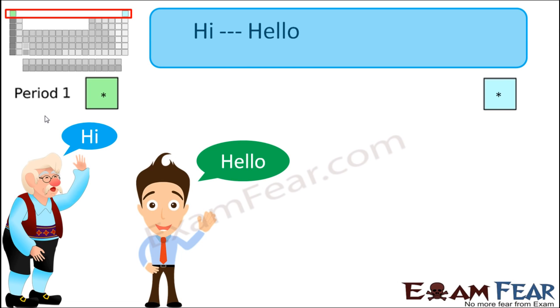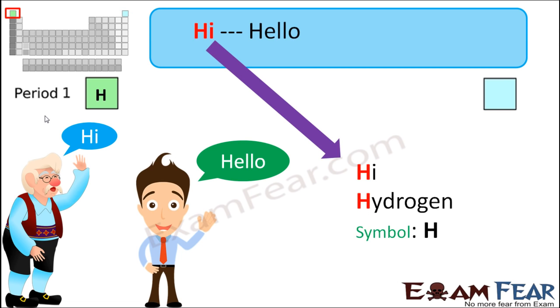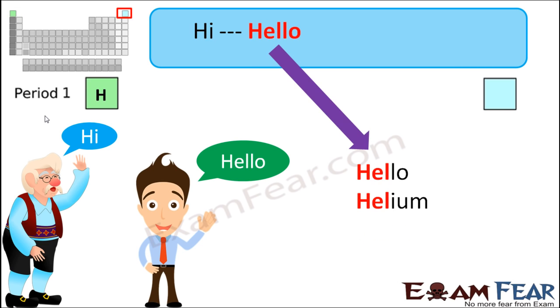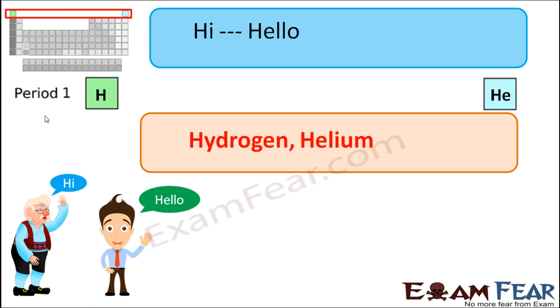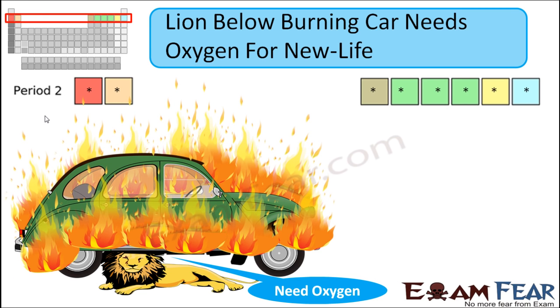So the memory tip hi reminds of hydrogen. So hi is hydrogen with symbol H. Hello reminds of helium. So hello is helium. So our memory tip for period 1 is hi, hello. Let's move on to period 2.